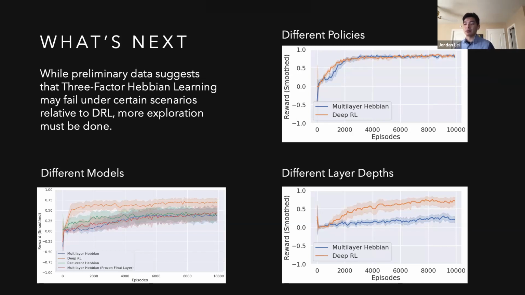We also want to look into different models, for example. We know that recurrence has a lot of relevance to brain activity, especially for processing temporal information. And so we would like to see how that dynamic affects the relationship between Hebbian learning and deep reinforcement learning. And finally, we also want to experiment with different layer depths. So we know, for example, in visual and auditory processing, that different layers of processing, different neurons attend to different kinds of inputs. And so all of these are very interesting questions that we're still looking at right now.